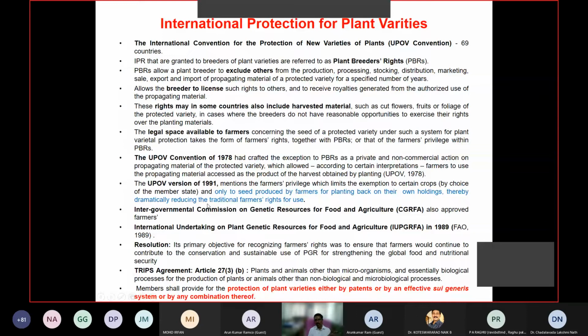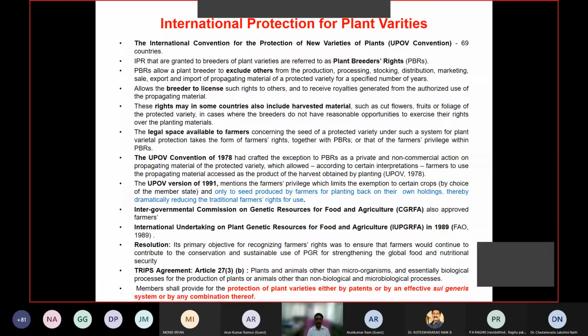So we were watching that the UPOV convention started in 78. It did not allow farmers. And then in 91, it changed its course, but they said only seed produced by farmers for planting back on their own holdings can be recognized. We said no, we did not join.